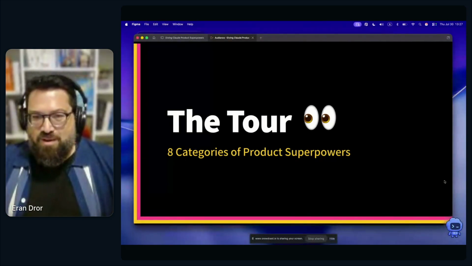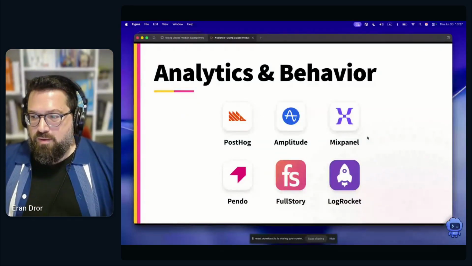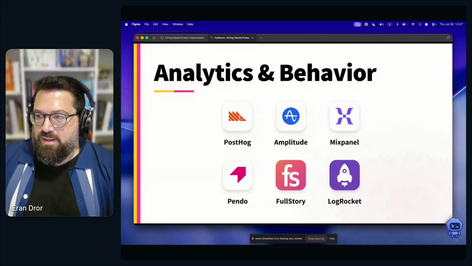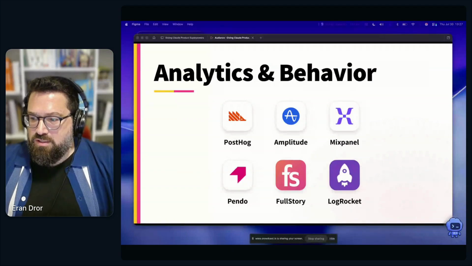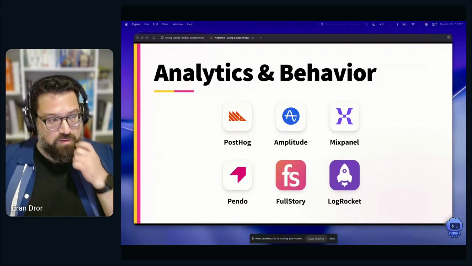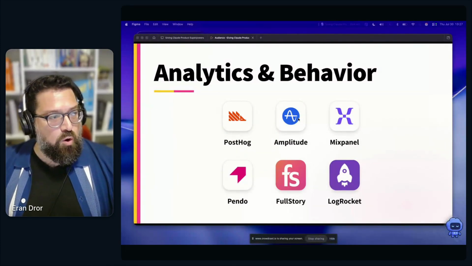Okay, so the tour, let's start with it. The first category is analytics and behaviors. These are tools that track everything that customers, that users do on your system. And you can plug it right into code. So you have PostHog, which is an open source one.